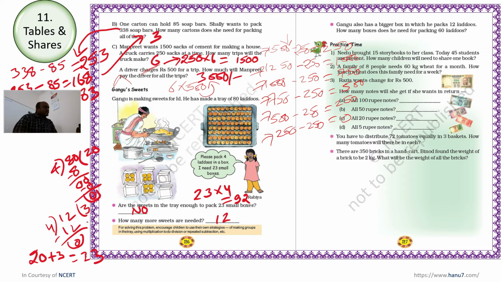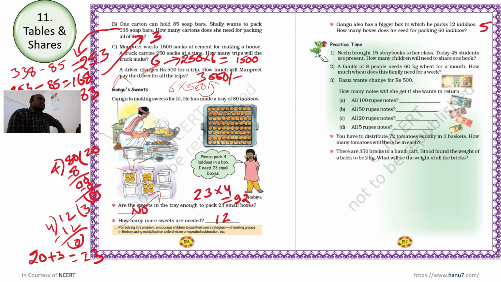So you require 3 more items, 20 plus 3. 3 more items are required in such a way that you will be getting total 92. 23 into 4 is equal to 92. So we are short of 12 laddus. Because 12 laddus are not there, she cannot pack 23 boxes. She can pack only 20 boxes, but 3 boxes she cannot pack.